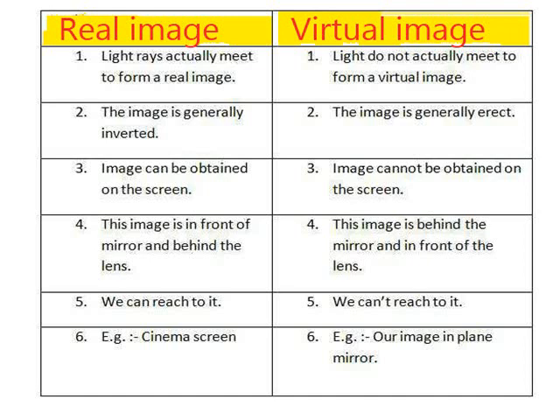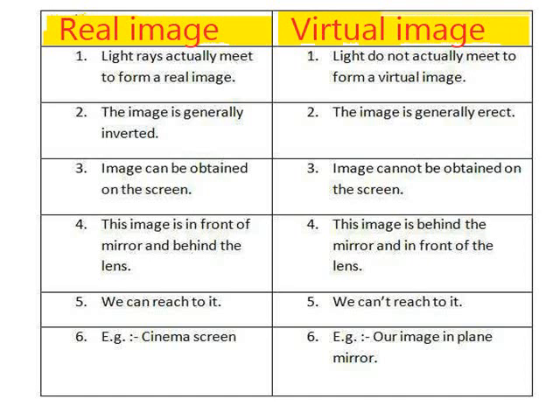Third point, the real image can be obtained on the screen, and a virtual image cannot be obtained on the screen. Fourth point, the real image is in front of the mirror and behind the lens, as you have seen in the previous slides. So it will be in front of the concave mirror and behind the convex lens. Here the virtual image is behind the mirror and in front of the lens.